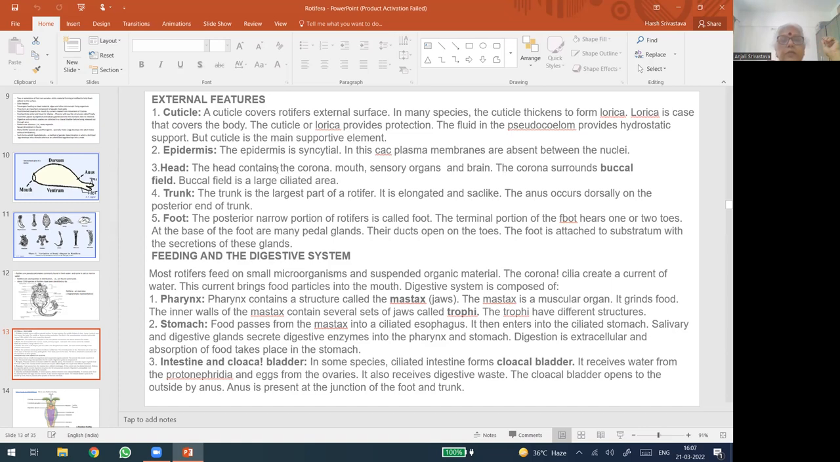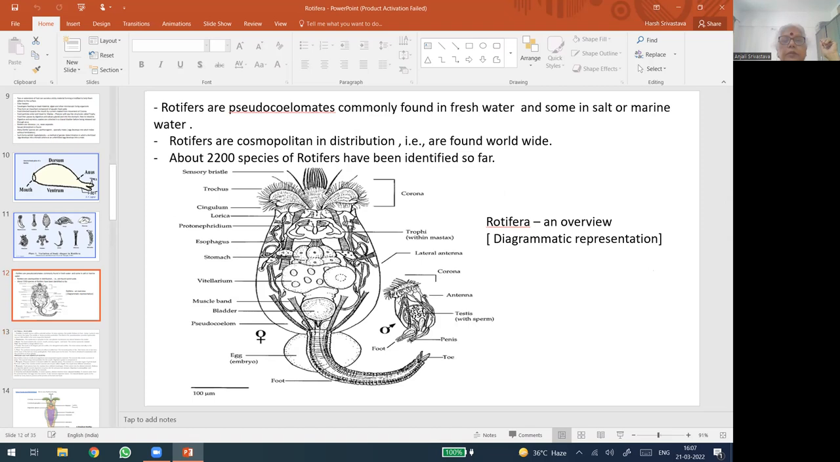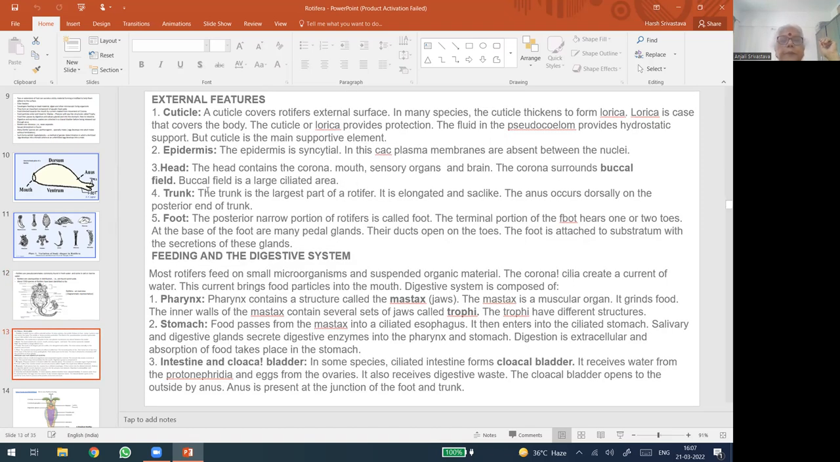The epidermis is syncytium. The head contains the corona, mouth, sensory organs, and the brain. In the head region there is the mouth corona, sensory organs, and brain. Then the trunk is the largest part of the rotifer, elongated and sac-like. The anus occurs dorsally on the posterior end of the trunk. This is a very peculiar characteristic. We have just seen that the anus is dorsal.